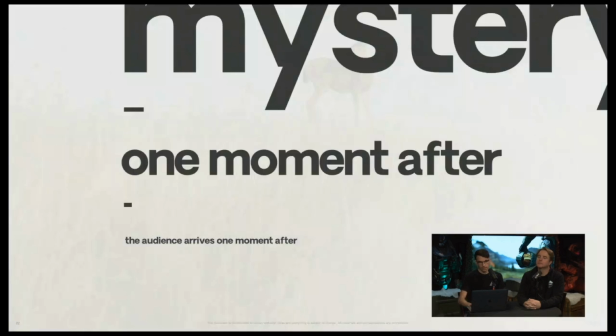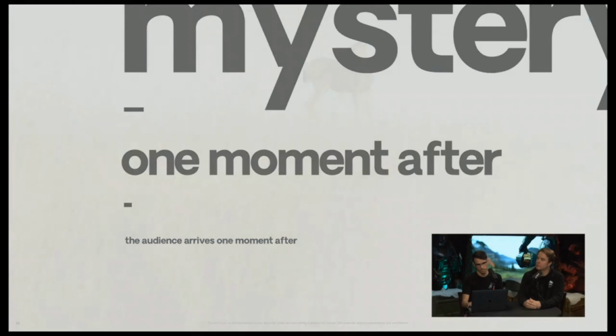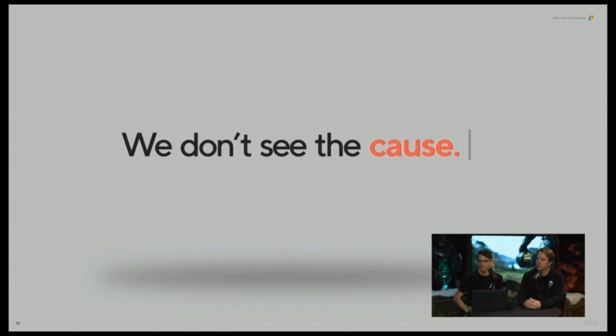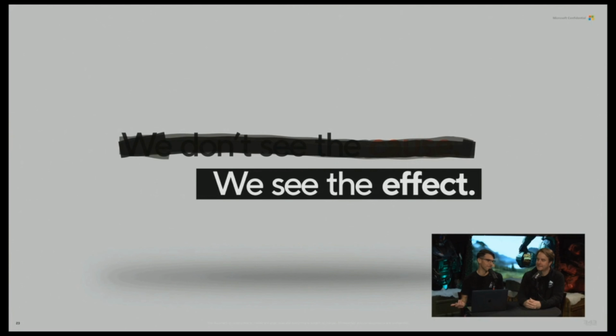So the earliest ideas we had, I remember sitting in a room with Tim Longo and Chris and a few other people, and we had this idea of what if every shot felt like you were arriving one moment after something has happened? You're not seeing the cause, but you're seeing the effect. I just said this, but here's a fancy graphic that says exactly that.